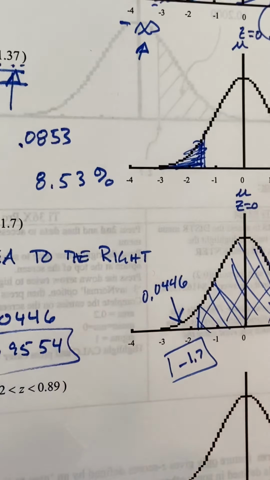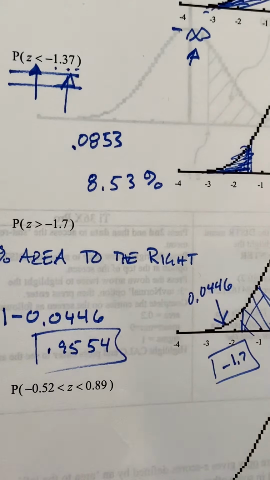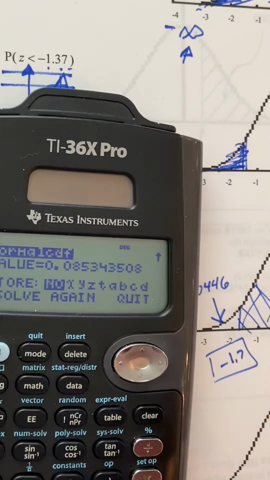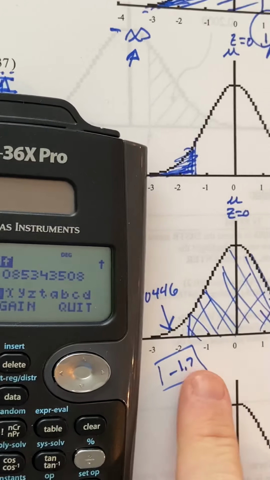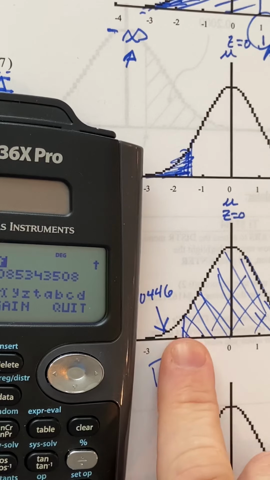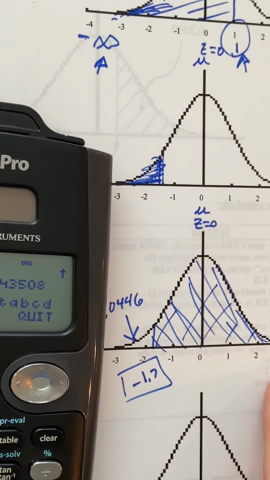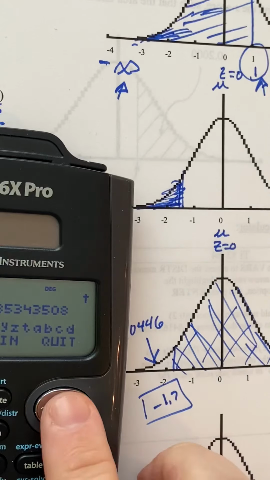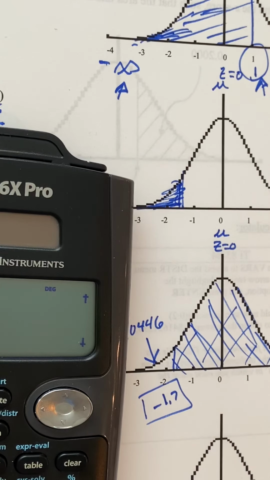Does anybody have any questions on that? Let's use our calculator to find that answer. Again, the lower bound on this one is the leftmost. The upper bound on this one is the rightmost. So let's solve another problem, solve again.